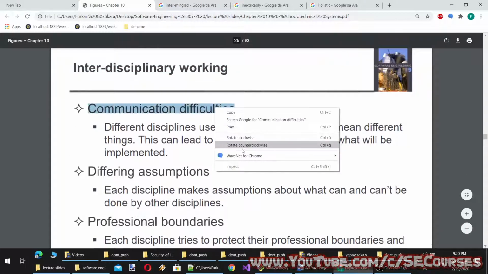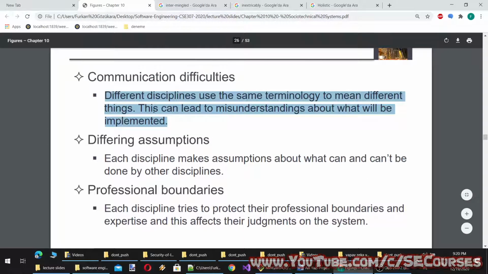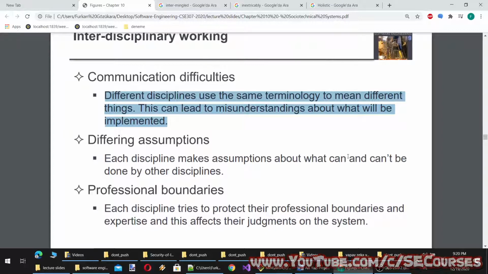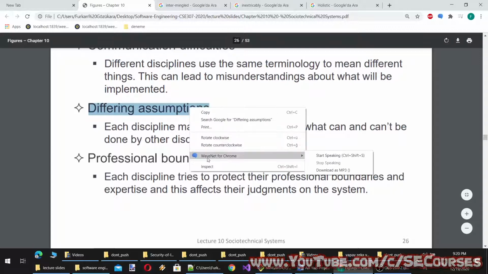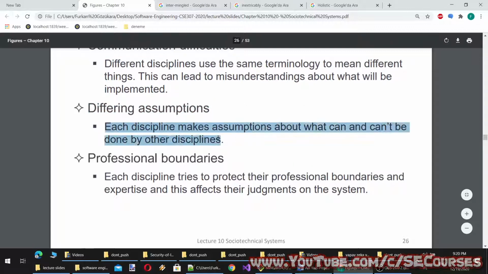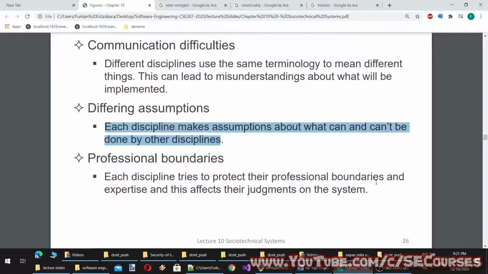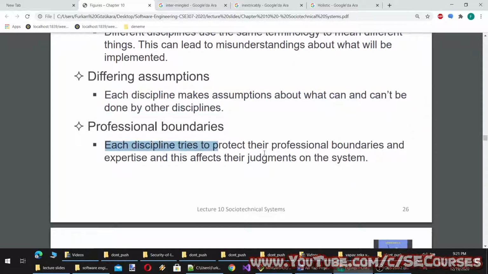Interdisciplinary working. Communication difficulties: different disciplines use the same terminology to mean different things. This can lead to misunderstandings about what will be implemented. Differing assumptions: each discipline makes assumptions about what can and can't be done by other disciplines. And professional boundaries: each discipline tries to protect its professional boundaries and expertise, and this affects its judgments on the system.